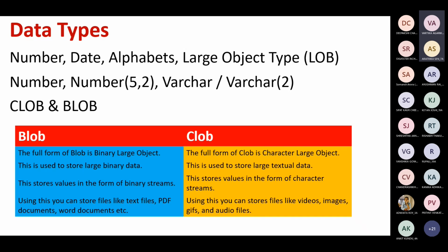Whenever you are talking about SQL, these are the data types. Number first. First things first, number. Number you know, and further we are going to discuss different kinds of number. Number, date, alphabets or strings, large object types: LOB, BLOB and CLOB. Just see the first one, number. Give me an example for number data.